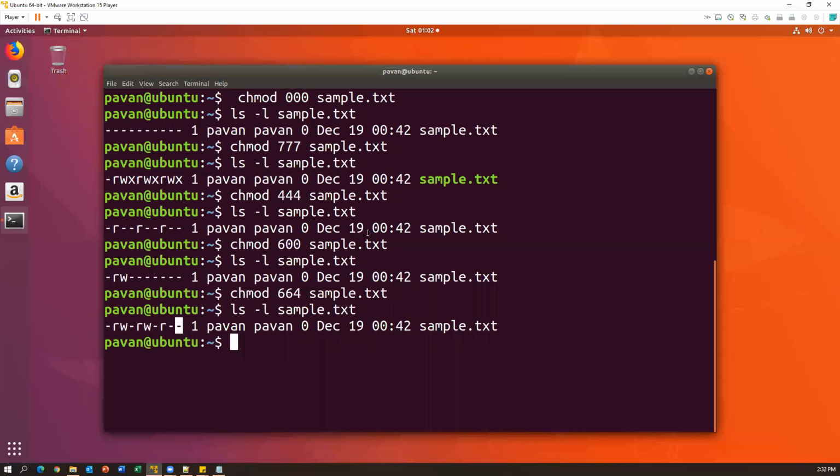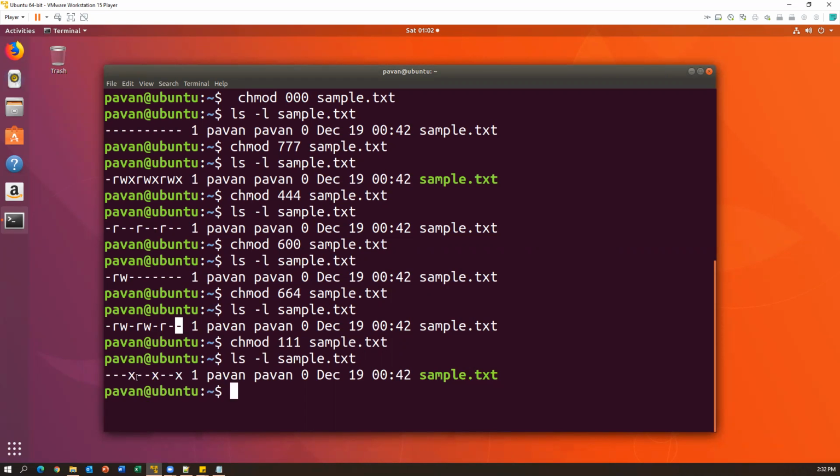Let's execute this command, and if you see here, I executed ls -l. Now you can see the owner has execute privilege, the group has execute privilege, and others have execute privilege, but there are no read and write privileges for anyone. Owners, groups, and others do not have those privileges; they only have execute privilege. All 3 roles, right?